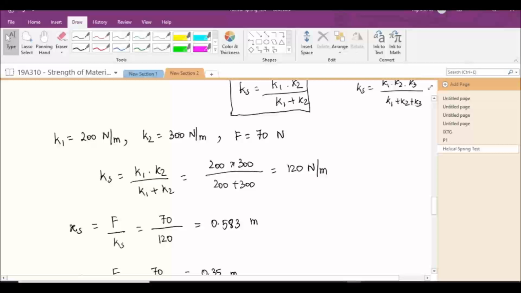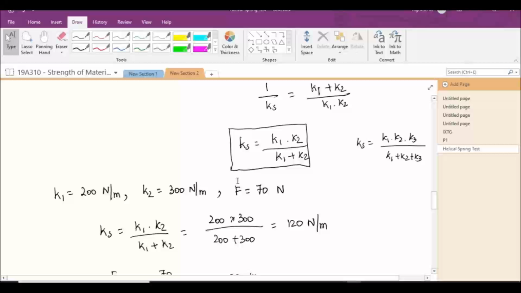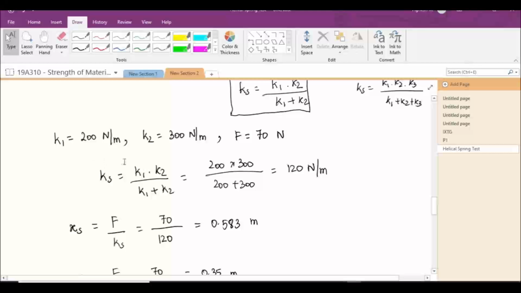As you can see here, I have two springs with stiffness values of 200 and 300 Newton per meter. If I combine these two springs in a series manner, the total stiffness of the system becomes less, which is 120 Newton per meter, less than both values. That means whenever I combine two springs together, the total stiffness becomes less, or the entire system becomes less stiff. The total stiffness of the system is less than the individual stiffness of the springs.